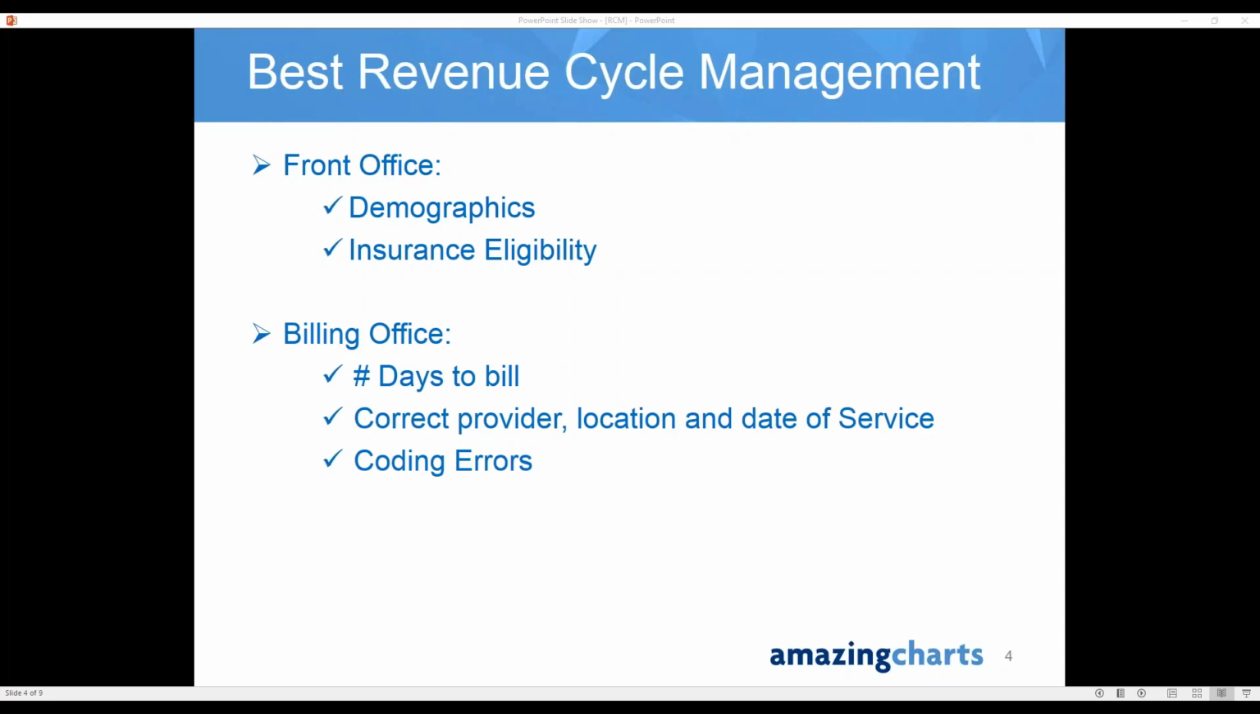And there are a few different places, both in Amazing Charts Practice Management and the Clearinghouse itself, that you'll be able to check and view the eligibility details. So all of it starts at the front office, making sure that demographic information and insurance information are entered in, and the eligibility check was successful.